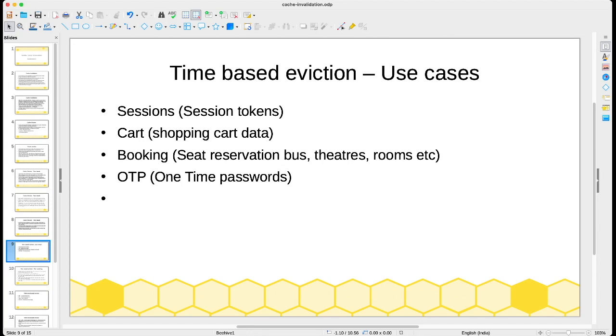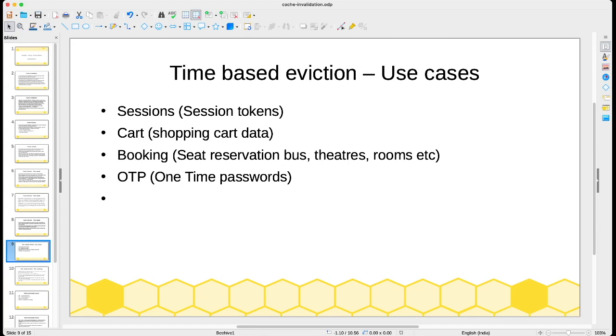Session, whenever a session token is given and it could be valid for 1 hour, 30 minutes, 45 minutes, that data can be kept in the cache because it was mostly never getting mutated, and it is read multiple times during that lease period. Whenever the lease period is expiring, we need to remove that item from the cache, or whenever the data is getting accessed, the lease period may get incremented to the next 60 minutes or 35 minutes or whatever the duration.